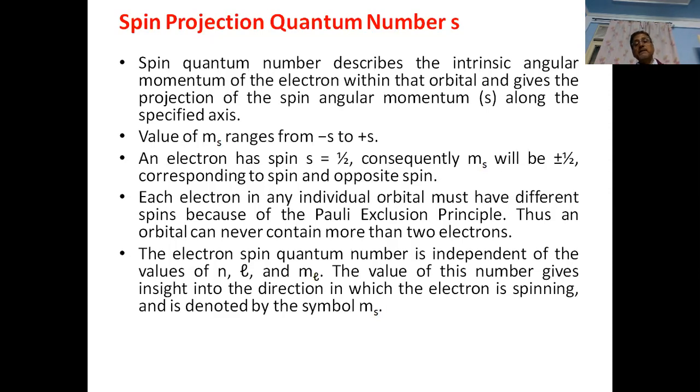Each electron in an individual orbital must have different spins because of Pauli's exclusion principle. That is, all the 4 quantum numbers cannot be the same.